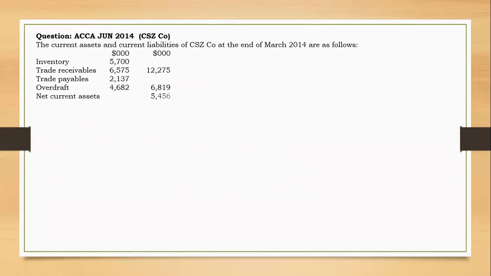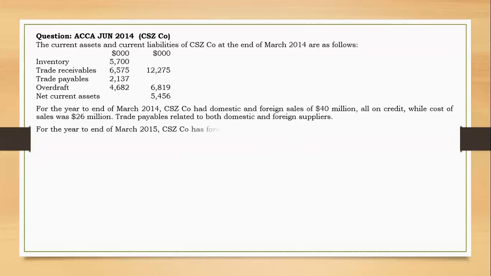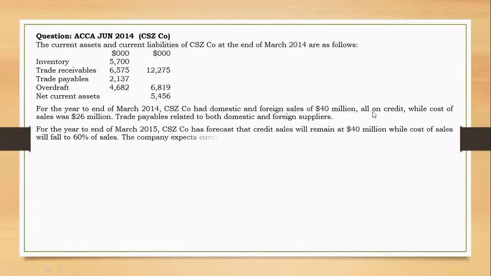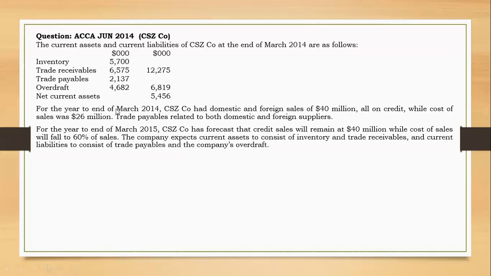And then you have the net current assets, that means the net working capital. Total current assets minus total current liabilities is 5456. And then we proceed here. For the year to end of March 2014, CSZ had domestic and foreign sales of $40 million, all on credit. So everything was actually on credit, these sales. While the cost of sales was $36 million, so you also have cost of sales here. Trade payables relate to both domestic as well as foreign suppliers.